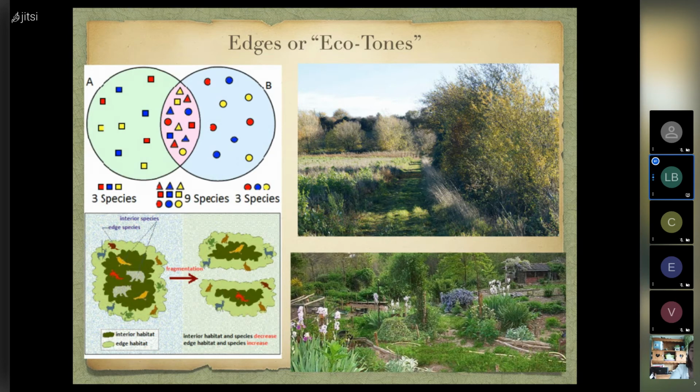And so the top image on the right is just a forest edge to show you what I'm talking about. And then the bottom picture is a forest garden where you can't see it super well, but there's a lot of lobe-shaped garden beds that maximize the edge of the growing space and allow for more ecological niches and different species that can be incorporated into the system.